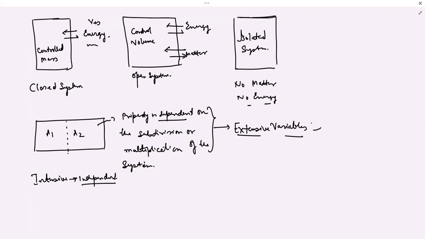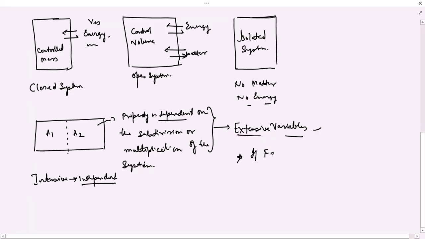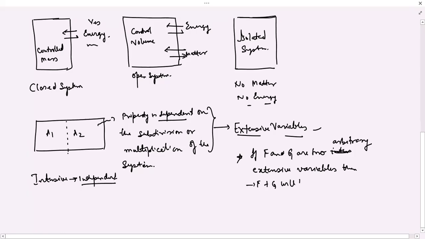The important stuff that I already taught you was that intensive variables are independent of mass, while extensive variables are dependent on mass. Okay. One important property just for right now I'm writing. If F and G are two arbitrary extensive variables, then you make a property which is F plus G. F plus G will be an extensive variable only.